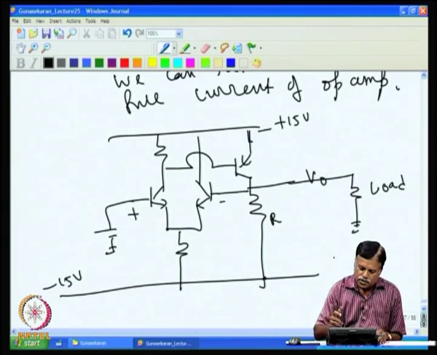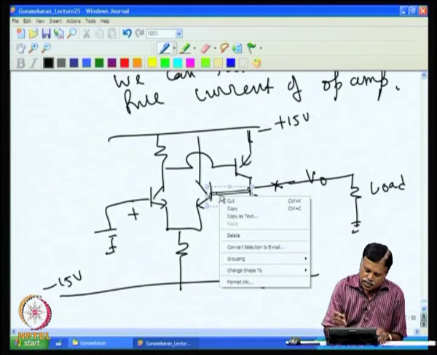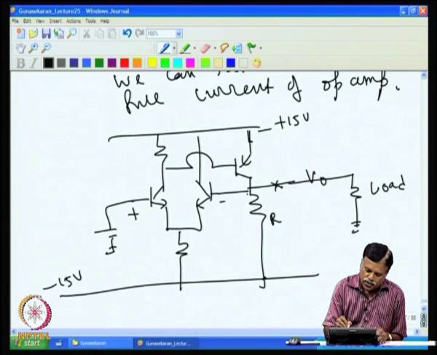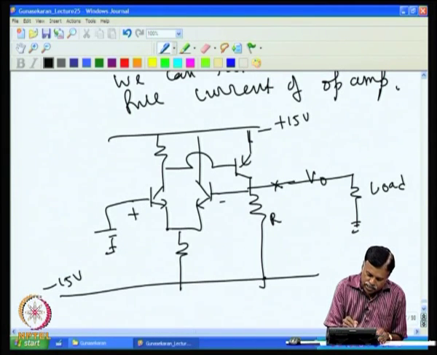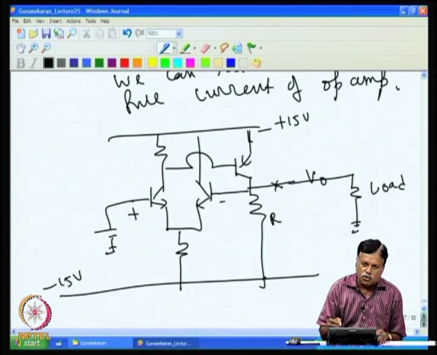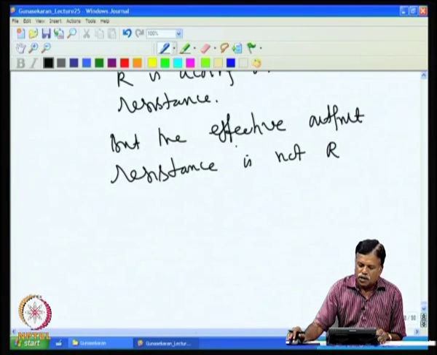This is because, suppose if I load this, if this voltage changes, then effectively this voltage decreases, and this voltage also will decrease. Since this is decreased, this current will increase. So if this decreases and this decreases, it increases this current, and that will increase the output voltage. Because of the feedback, the op amp compensates most of the voltage loss that is taking place because of the current flowing in the internal resistance R. So the effective output resistance is not really R; it is much smaller than R.